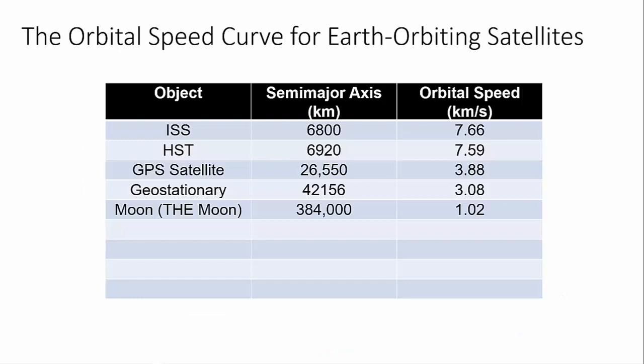Here's a few Earth orbiting satellites here. Quite a range here. The orbital speed of the International Space Station, 7.66 kilometers per second. The moon out there, both the Hubble Space Telescope, which is HST here, and the International Space Station are going more than 7 times as fast as the moon happens to be in its orbit.